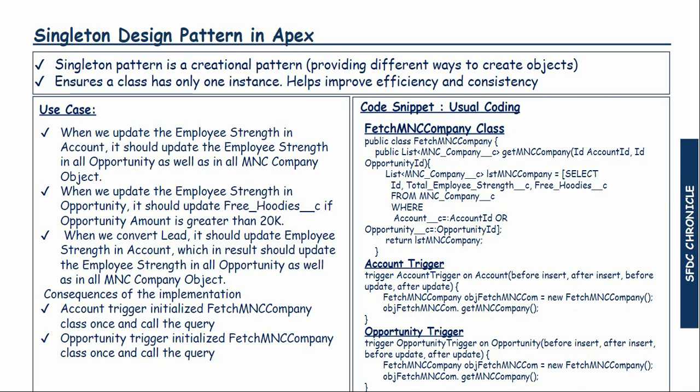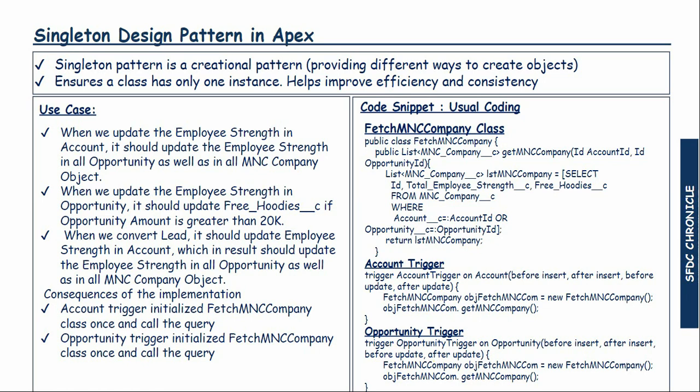In the opportunity trigger as well, we write the same: we instantiate the class and we call the same get MNC company method to get the data of all the MNC companies, and then whenever the amount is greater than 20K, we will update free hoodies. So I think we can all agree that so far we write the code like this.